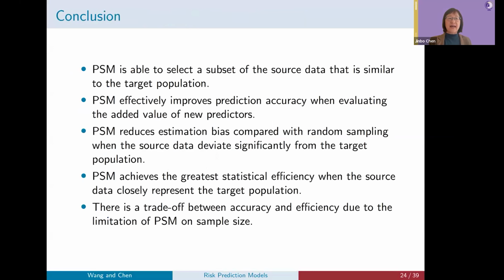So I'll just conclude by saying that our constrained maximum likelihood approach and this propensity score matching together help us achieve both calibration and high predictive accuracy when we have a biased data source, but we have access to some skeleton information from the target population. So thank you.